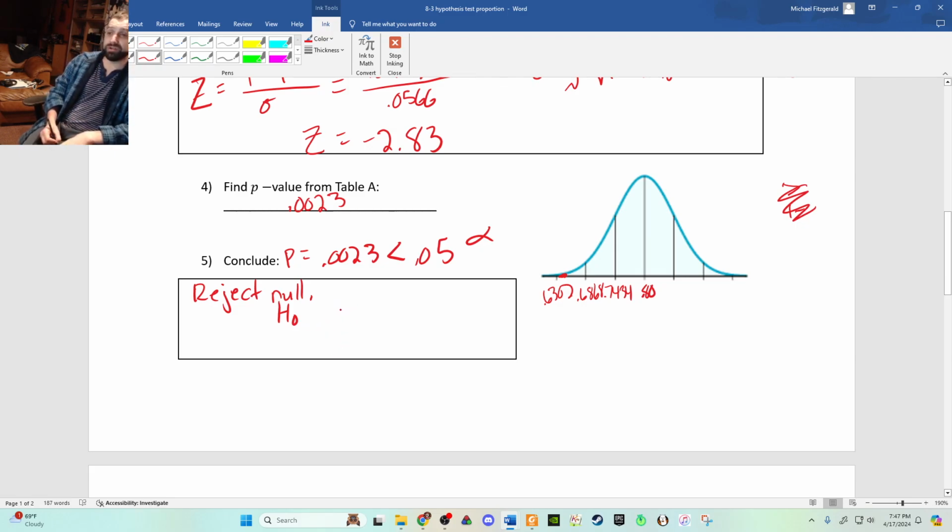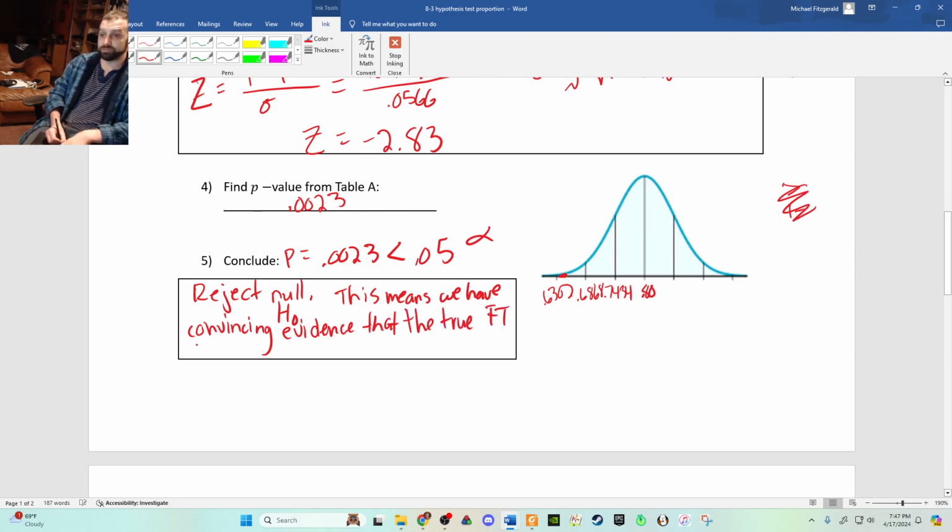So let's make sure we can conclude from here. This means we have convincing evidence that the true free throw percentage is less than 80%. So if this value here that we got from table A was greater than 0.05, we'd say we don't have convincing evidence that it's less than that.